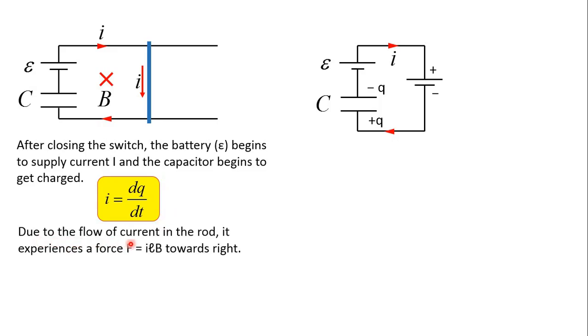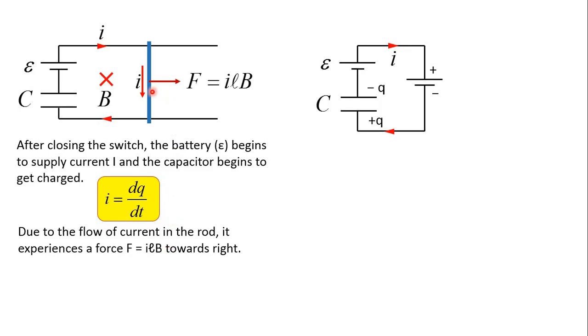Now, due to the flow of current in the rod, since it is a conducting rod, the rod will experience a force ILB towards the right. Why will it experience a force? Because in magnetism you might have studied that a current carrying conductor experiences a force in a magnetic field. So there is a magnetic field B over here, and current is flowing in the rod, so the rod will experience a force ILB.